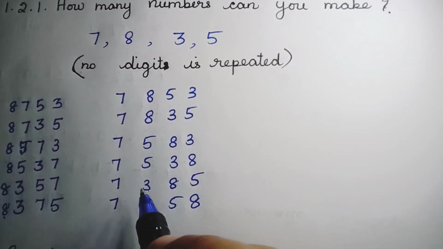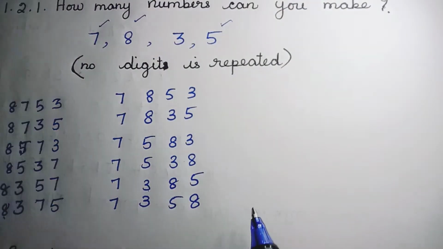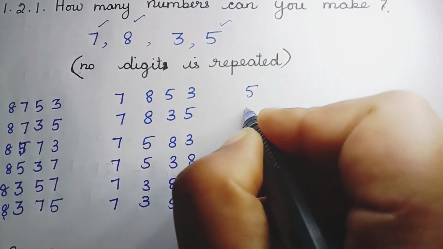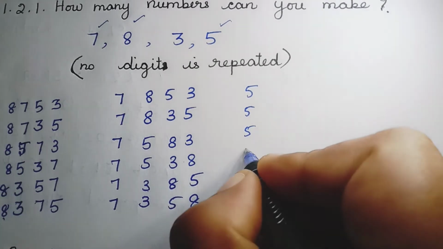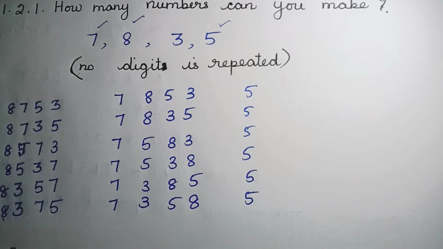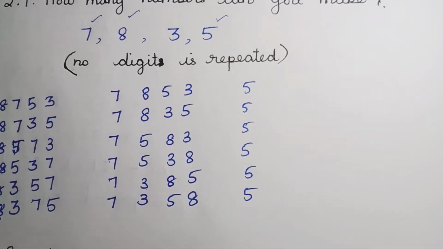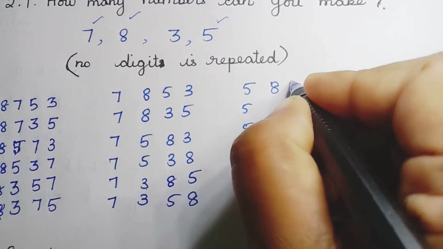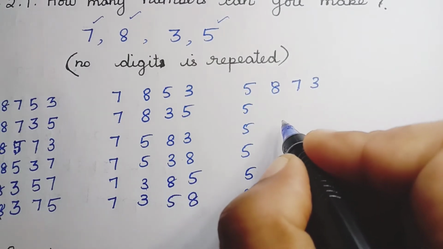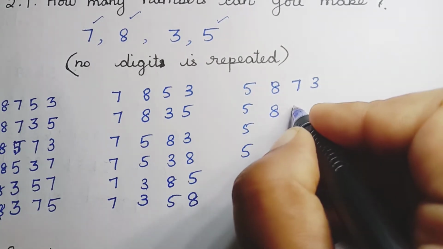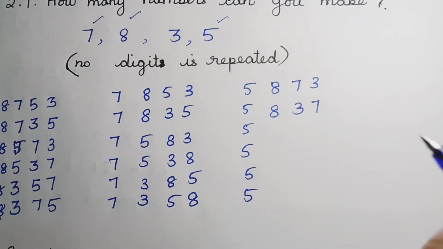What is the possibility left out? 7 is over, 8 is over, then 5. We can go for the 5, that is descending order. What are the numbers left out here? Write it in descending order, 8, 7, 3. It will be repeated again, so shuffle 7 and 3. So 3 and 7. Okay, so 8 is over.